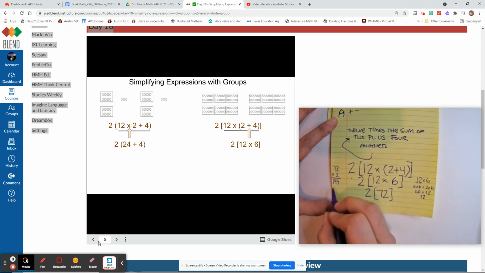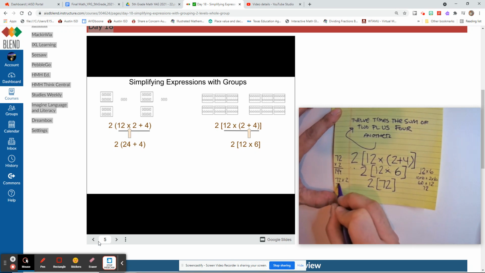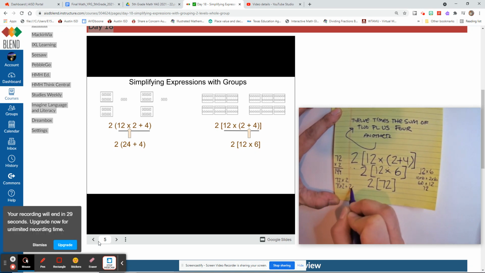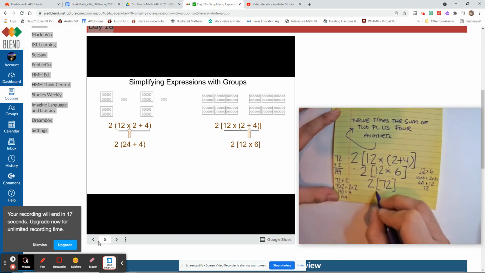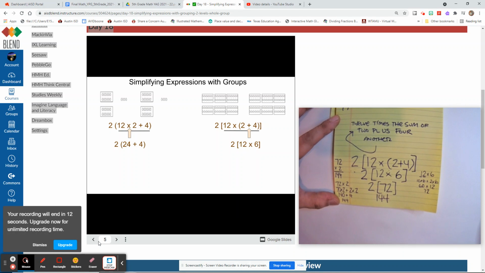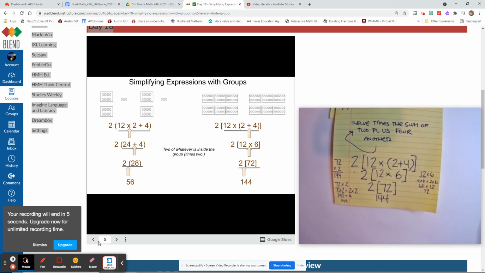Or you could break it apart. 72 times 2 is the same thing as 70 times 2 plus 2 times 2. Use your zeros trick: 7 times 2 is 14, add the 0, plus 2 times 2, which is 4. Once again, you get 144. So, as you can see, as we get through the expression, we end up with 144 because there are 144 eggs in the picture on the right.